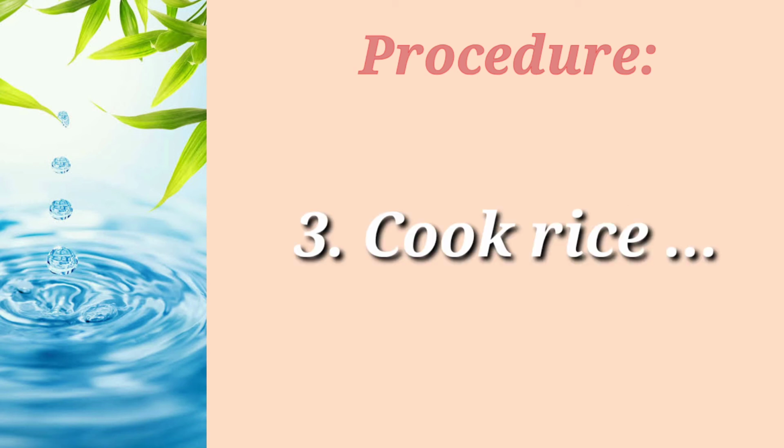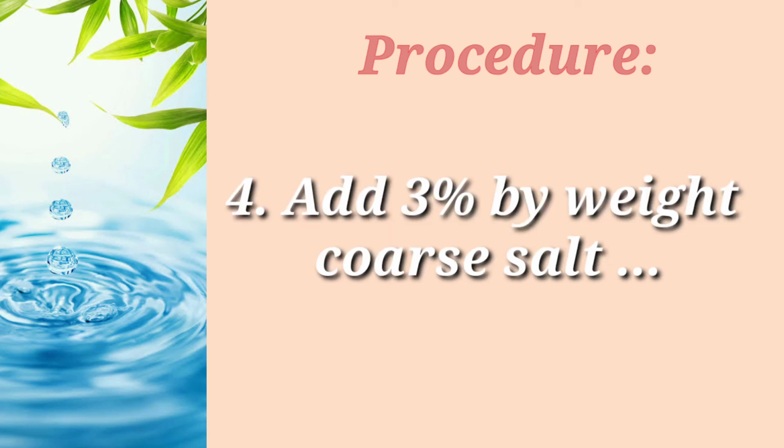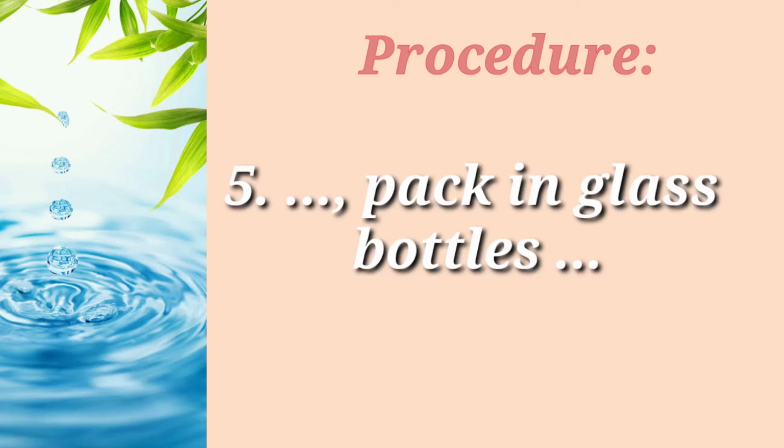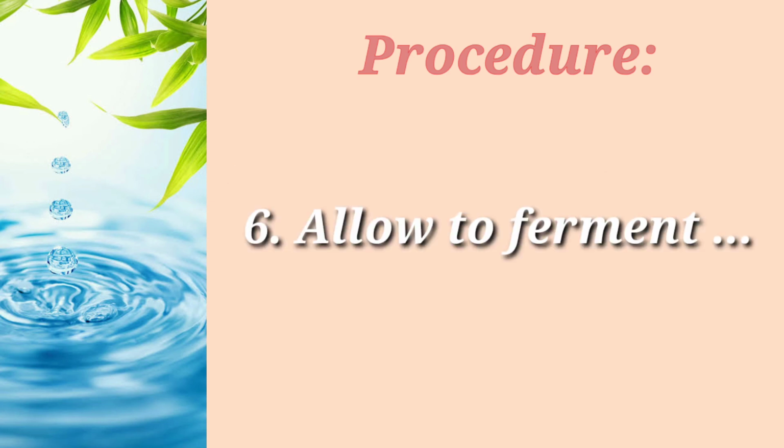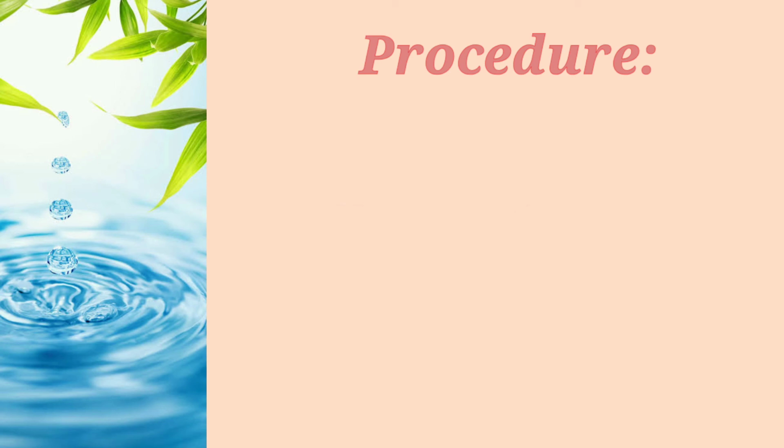Third, cook enough rice cold and mix with the pre-salted shrimp. The ratio of drained shrimps to rice is 1:4.8 by weight. Fourth, add 3% by weight coarse salt to the total shrimp-rice mixture. Fifth, blend thoroughly, pack in glass bottles, and cover properly with polyethylene. Sixth, allow to ferment at room temperature for 7 days. And last, saute in cooking oil, garlic, and onion before serving.